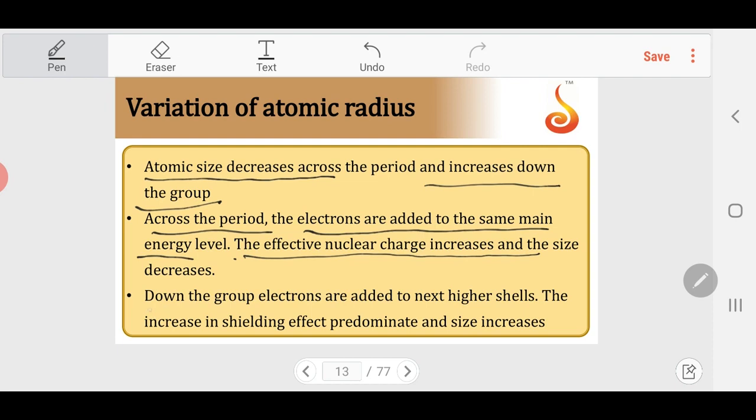Down the group, the electrons are added to the next and next higher energy levels or shells. From one atom to the other, an extra shell of electrons is added. So the shielding effect predominantly increases compared to nuclear charge. As a result, the atomic size increases.